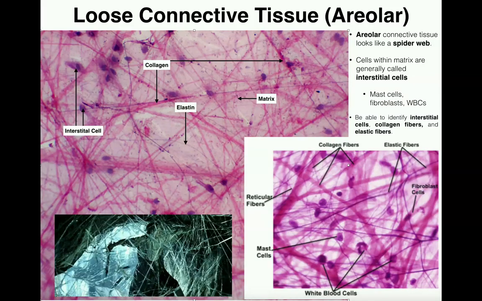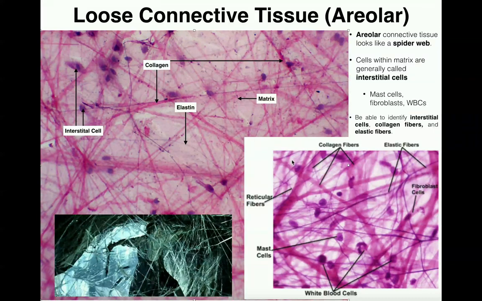The first tissue we're going to look at is areolar connective tissue, also called loose connective tissue. The best way to describe areolar connective tissue is that it looks like a spider web. I remember watching Lord of the Rings: Return of the King, in the scene where one of the hobbits gets thrown into a spider web like this. That's pretty much what areolar tissue looks like, as you can see right here.